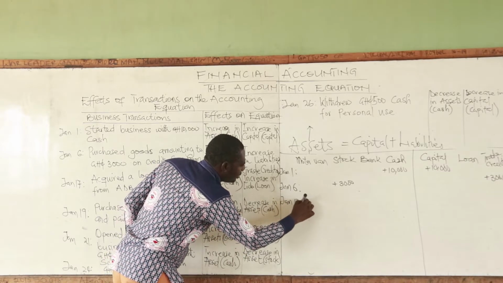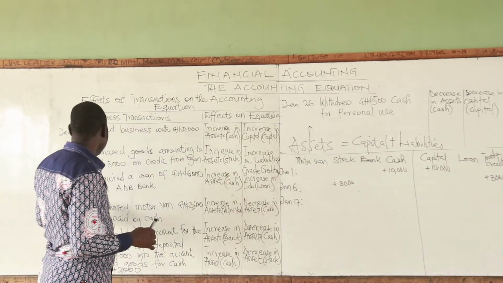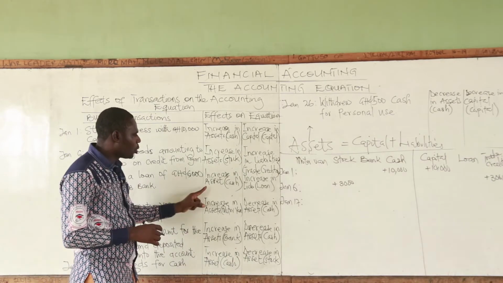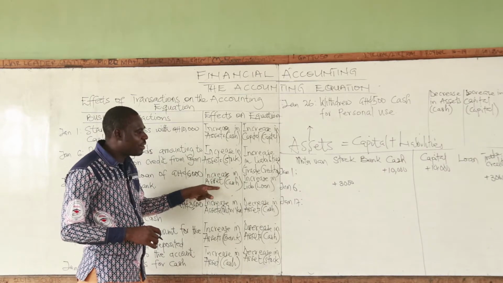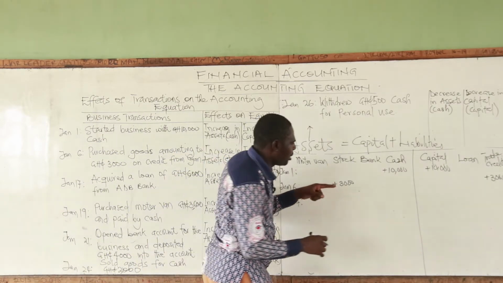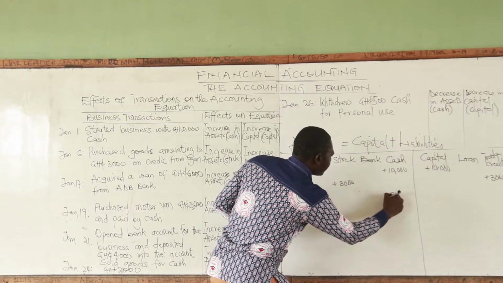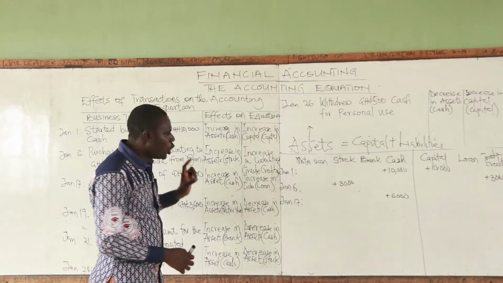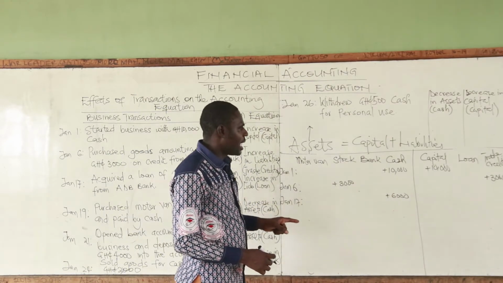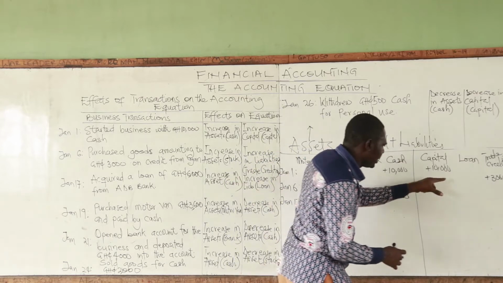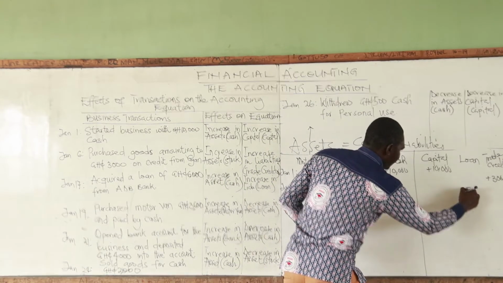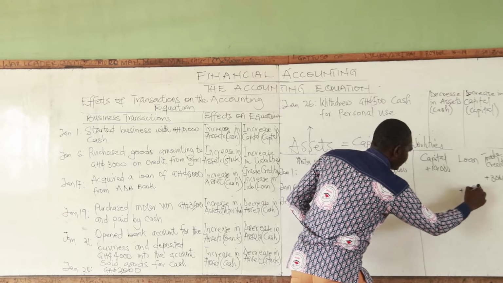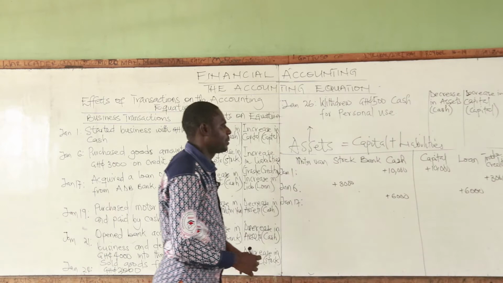Okay. Now, let's look at the next date, January 17th. What happened? Acquired a loan of 6,000 from ADB Bank. There was an increase in assets in the form of cash. So we come here, our cash is increasing by 6,000 Ghana cedis. It's a loan we took from ADB. Yes, there's loan here. Our loan will increase. The loan we are owing to the bank will increase. The amount is 6,000 Ghana cedis.